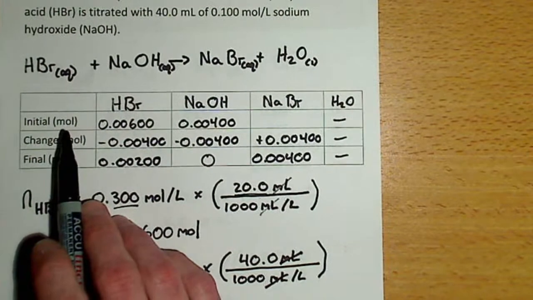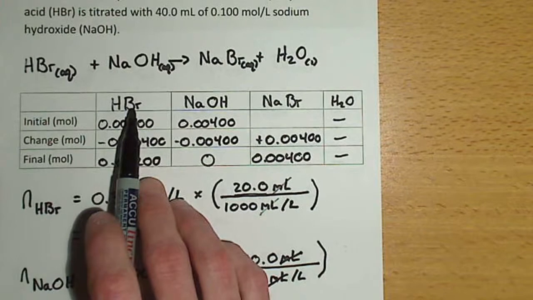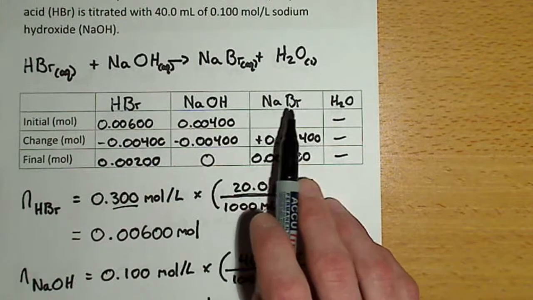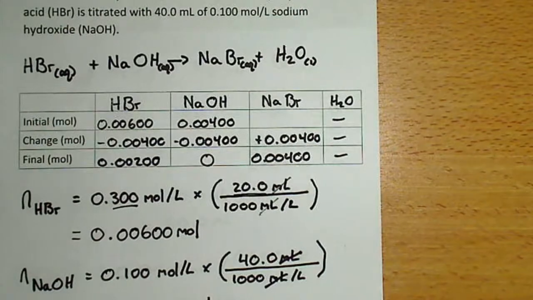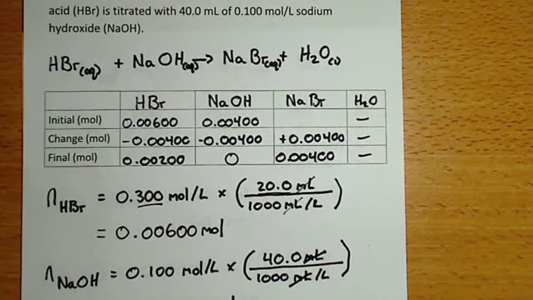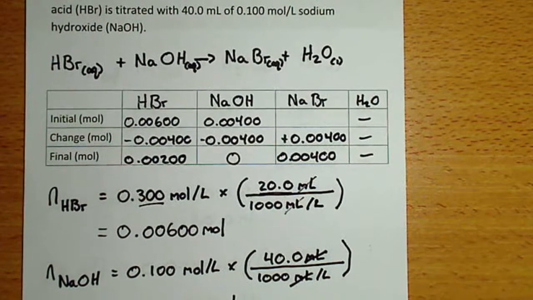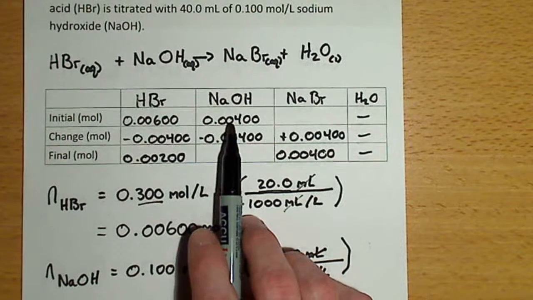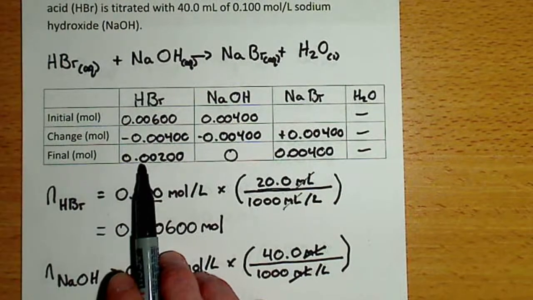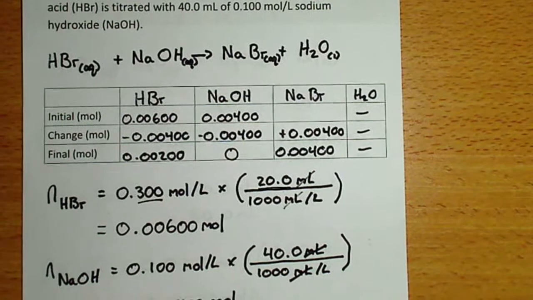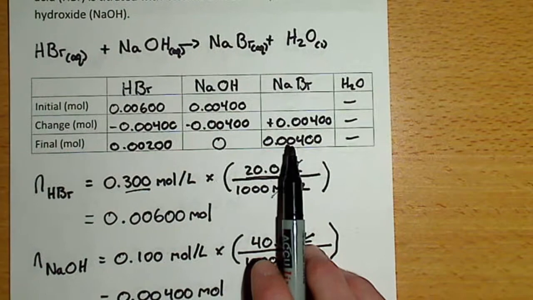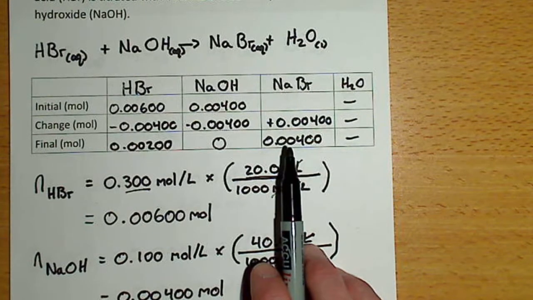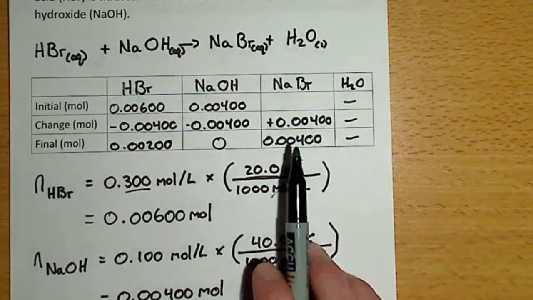In my initial ICF table, I fill in my hydrobromic acid, sodium hydroxide, sodium bromide, and water. However, water can be ignored because we're in solution and it is in excess. My change in concentration is determined by my limiting reactant, sodium hydroxide, and I find a final molar amount of 0.002 moles of hydrobromic acid. I also have the formation of my salt. However, that salt will not affect pH, and therefore we do not need to consider it further.